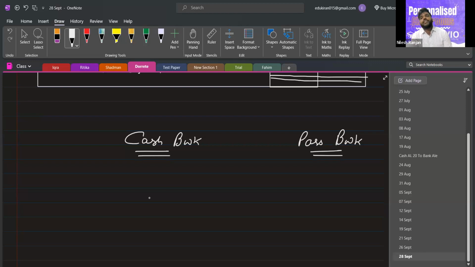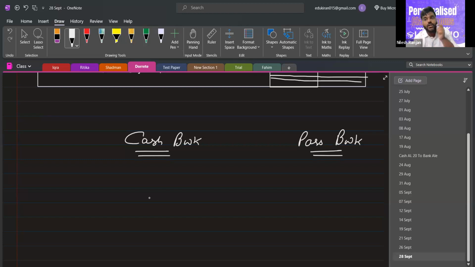No, actually the impact is on cash book. Why is that, sir? Because if it is not presented in bank, then there will be no difference in the bank balance in passbook. So no impact. But if we have issued the check, then we have already recorded it in our cash book. So it will affect our cash book balance.